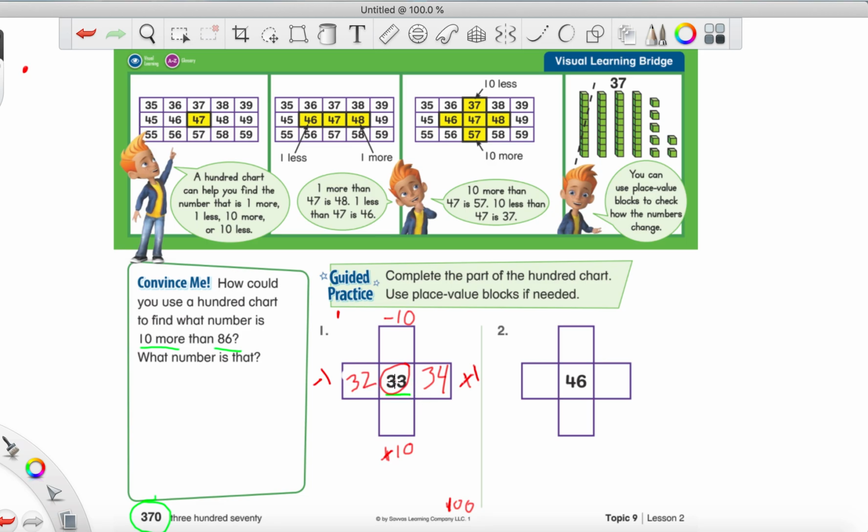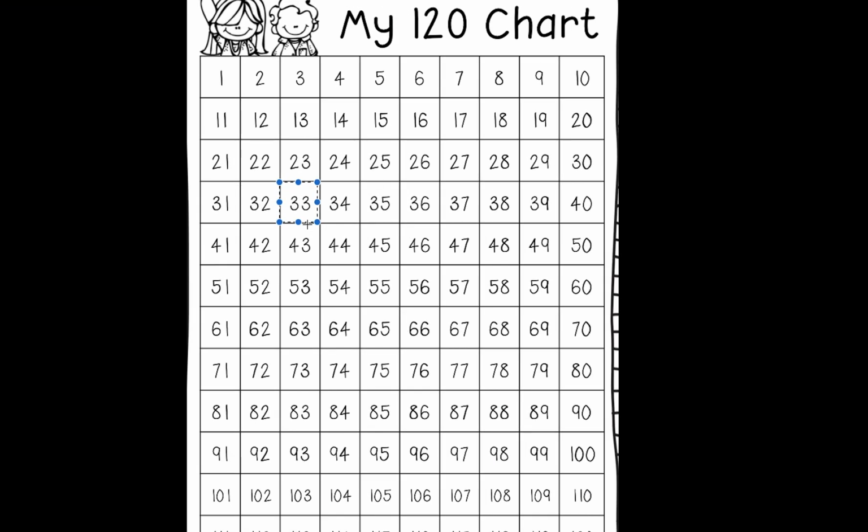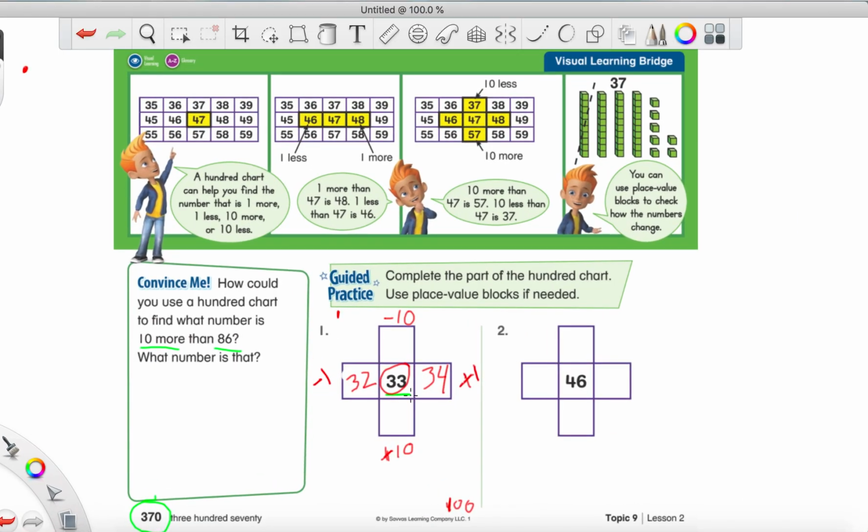All right, now let's do our plus 10. Now for our plus 10, we just hop down the column. Remember, our column goes from top to bottom. We just move down one space down the column. Boom. Because we want to move downwards towards the bigger number when we have our 10 more. So 10 more than 33 is 43. Okay, so now we can write our 43.